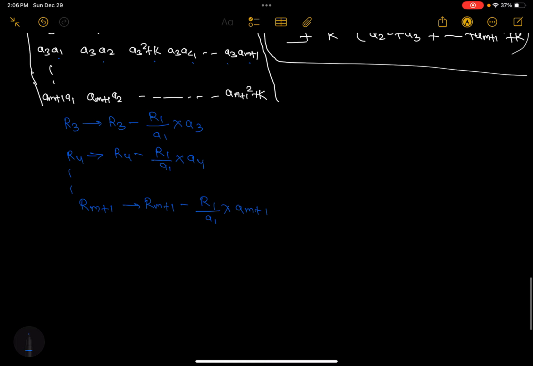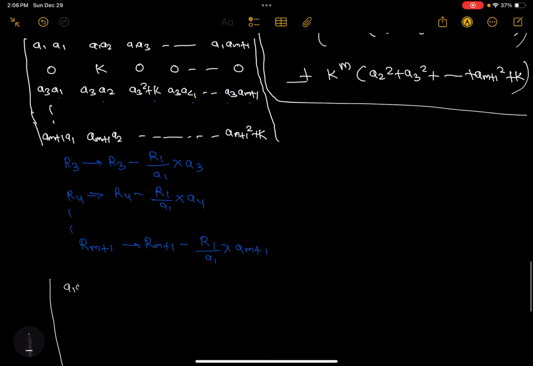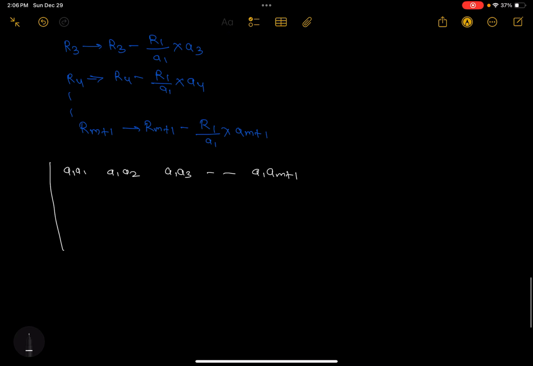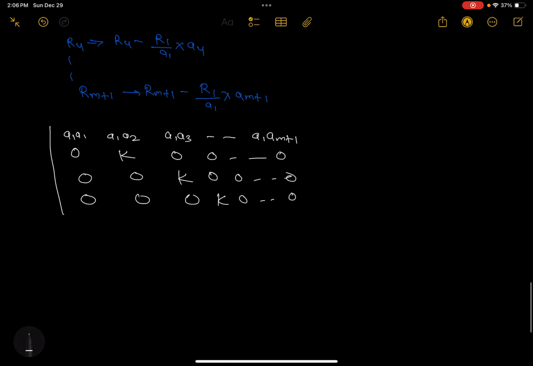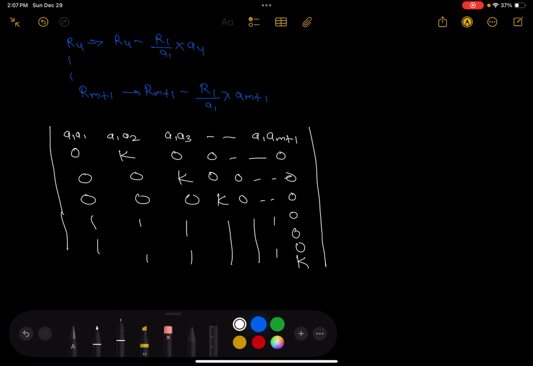Now after all these operations, what I will have over here is just a1, a1 a1, a1 a2, a1 a3, all the way up to a1 a(m+1), right? And this will just be 0 k 0 0 0 0, 0 k 0 0 0 0, 0 0 k, 0 0 0, and all the way up to over here also 0 0 0, and the last will be k, right? So now you notice that this is just an upper triangular matrix.